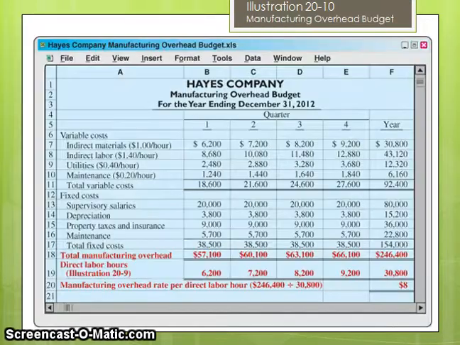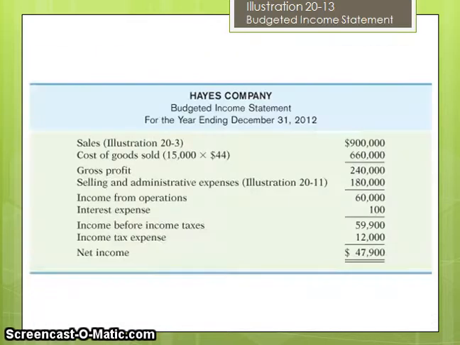And then overhead, we've actually already calculated the per unit charge. It would be $8 per unit. So either way, you're going to be able to figure out this is going to be $44. If you do it in totals, though, it's actually going to give you a couple of cents. But if you round, it's still going to be $44. So we multiply that by our total annual sales, which is 15,000 units, to get me cost of goods sold. The difference there is gross profit.